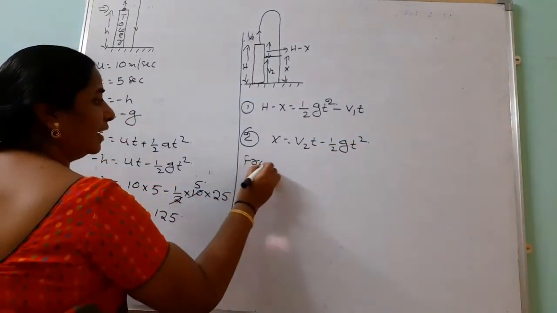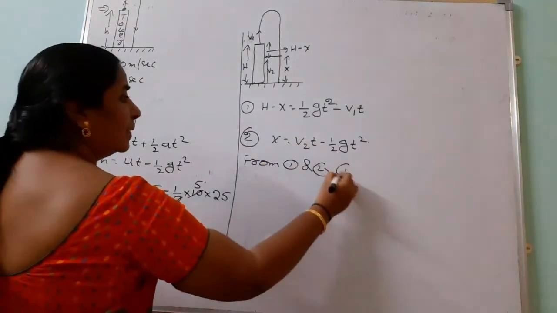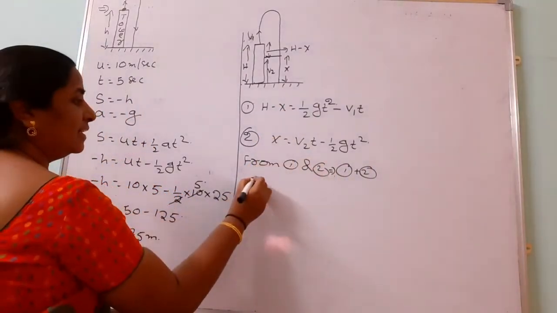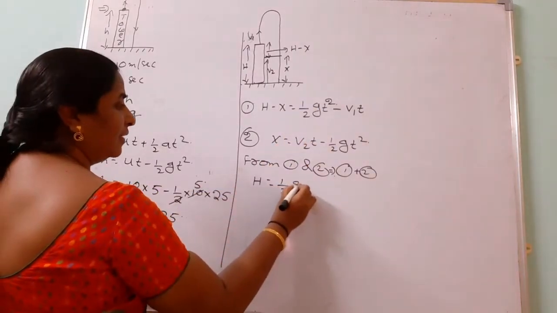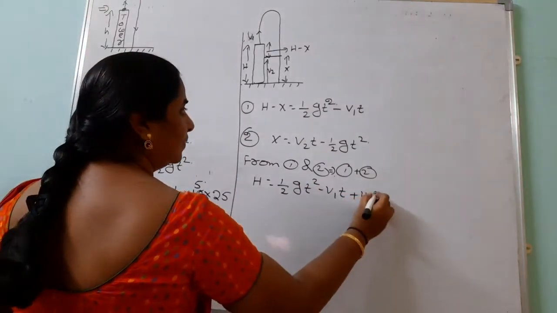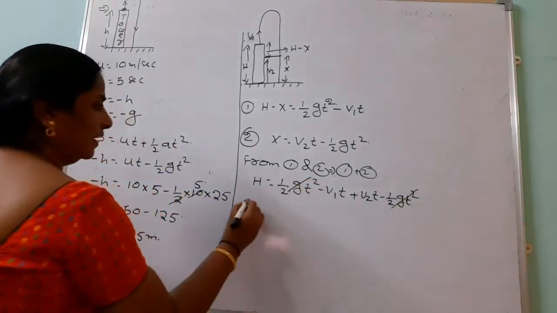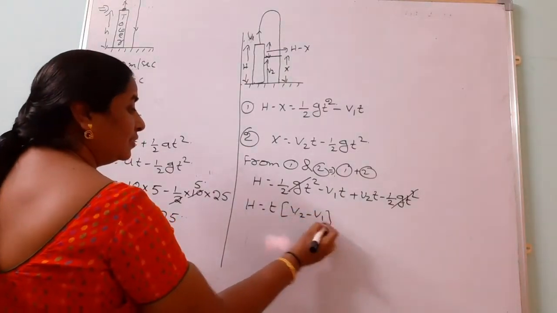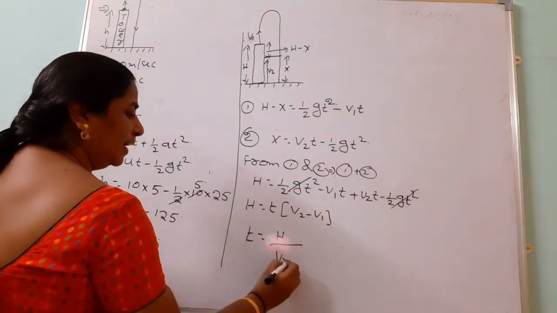From equations 1 and 2, when we are adding 1 plus 2, what we are getting here: h minus x plus x, we are getting once again h, and here we should add half gt square minus v1t plus v2t minus half gt square. These two are cancelled, h equals t into v2 minus v1. So when both will meet, directly we can use h by v2 minus v1.